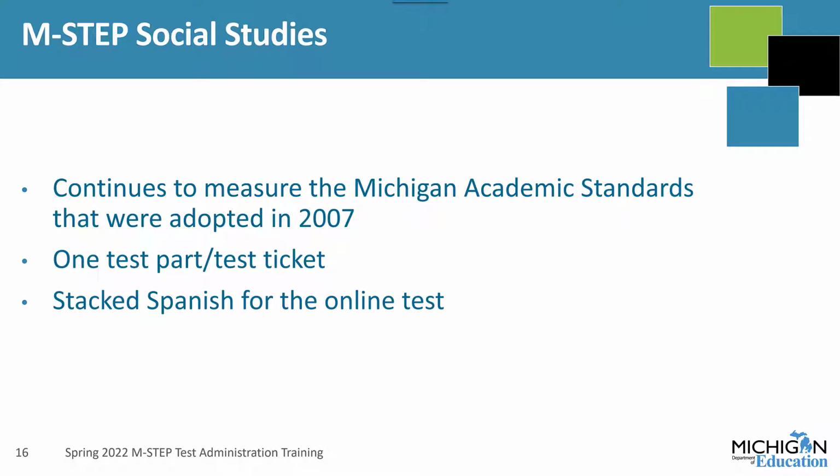The M-STEP Social Studies test will still measure the Michigan academic standards that were adopted in 2007. Changes made to the Social Studies standards in 2019 have not been implemented and are not reflected on the 2022 M-STEP Social Studies test. Any updates to the test will be communicated by MDE. Social Studies also has 1 part and 1 test ticket for both grades 8 and 11. Stacked Spanish is available on the online test.